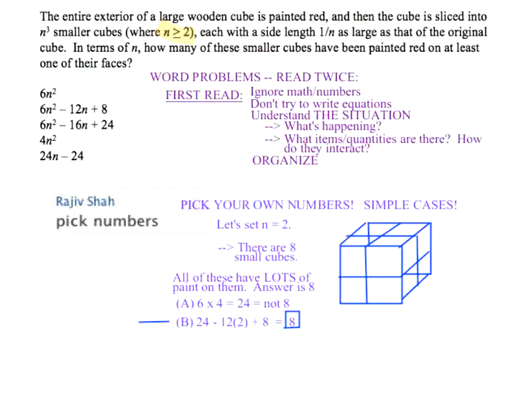C is 24 minus 16 times 2 plus 24. So that's not 6, that's 16, that's not 8. D is 4 times 4, which is 16 again, which is not 8. And E is 48 minus 24, which is not 8. Oh look, we're done. Legit. If you don't like the idea of 2 for n, then you can pick 3. In the case of 3, you have all the cubes painted except for the one that's right in the middle.